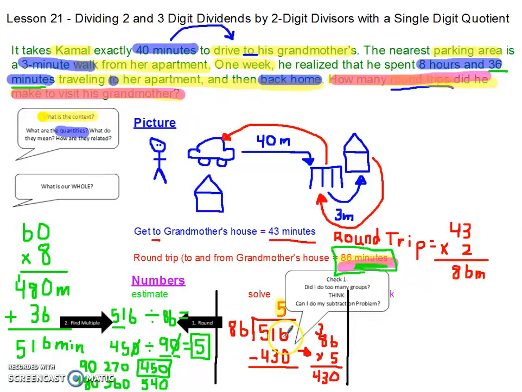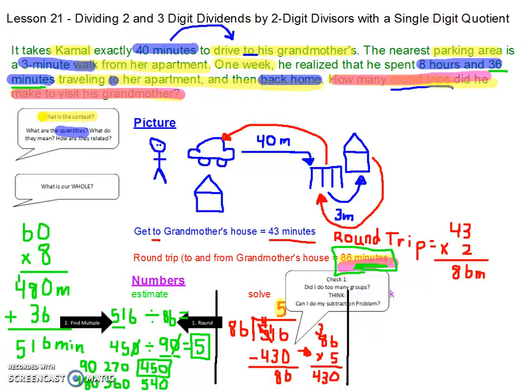So let's do this subtraction problem. 6 take away 0 is 6. 1 take away 3, I can't do that until I borrow, so the 5 becomes a 4, and then the 1 becomes an 11. So 11 take away 3 is 8, and then 4 take away 4 is 0.